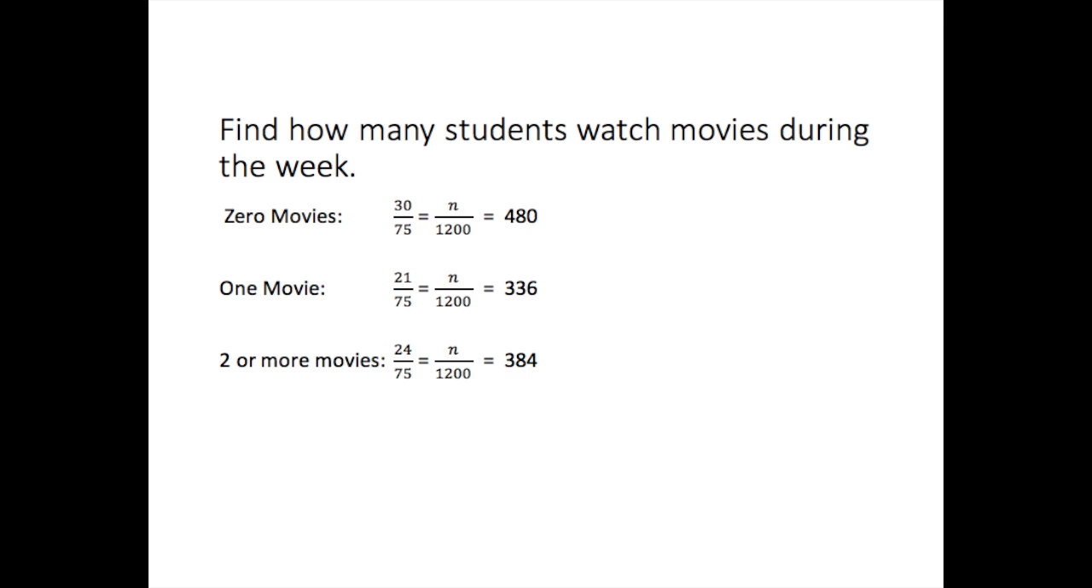It's important to show your work on your paper. So when you turn it in, I expect you to show how you cross-multiplied on these problems and set it up like an equation. So we found out that 480 students out of 1,200 watched 0 movies during the week. We found 336 students watched 1 movie during a week. And we found that 384 students watched 2 or more movies during the week.